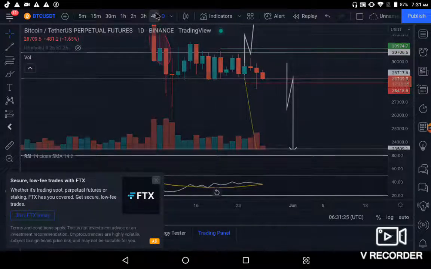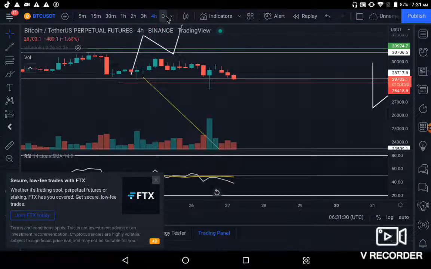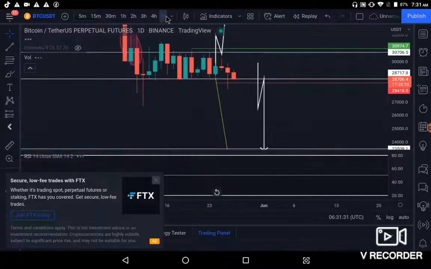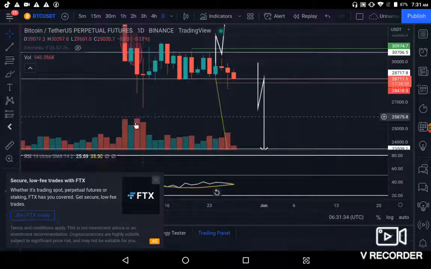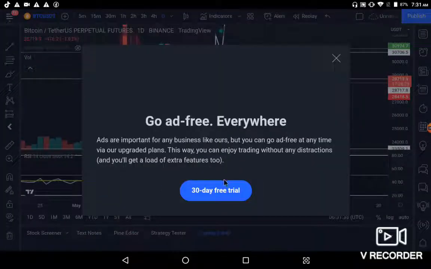Let's go to 4 hours now. Before leaving to 4 hours, I just turn on one of my indicators, my mostly used indicator here, RSI. Let me delete this stuff if it will even go safe.